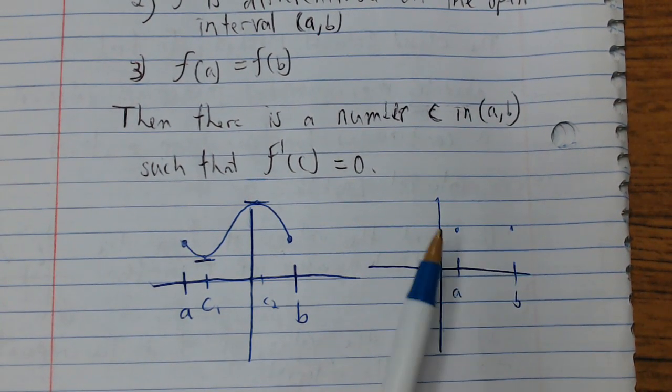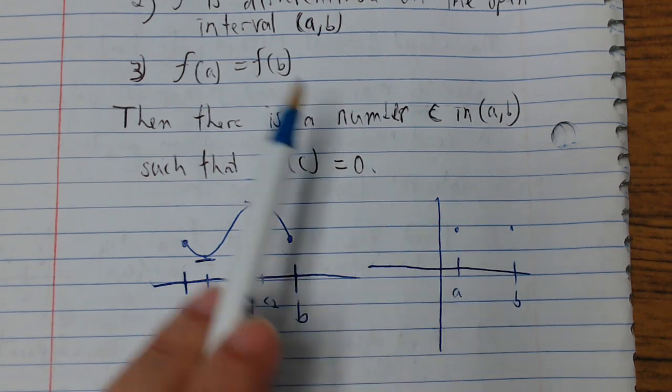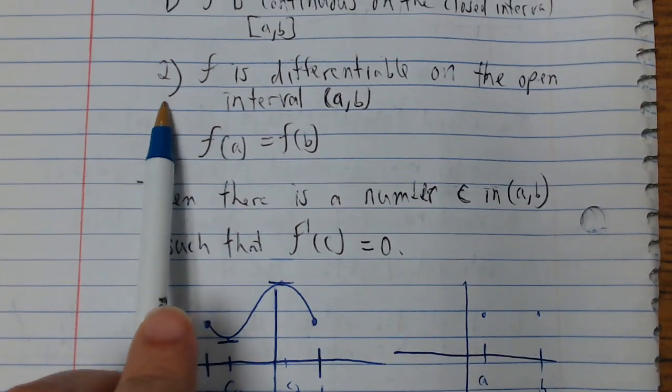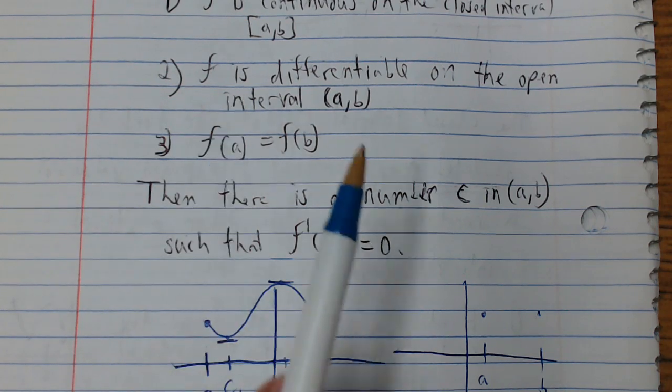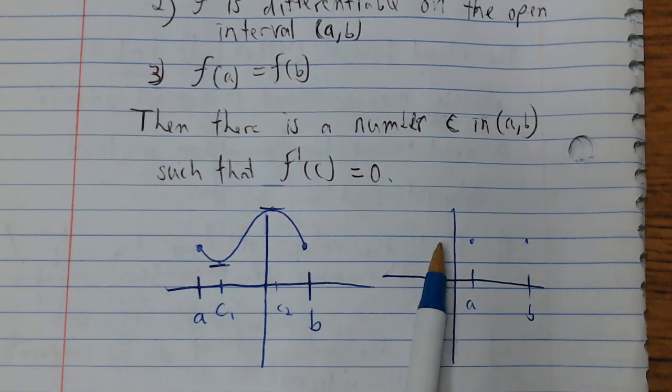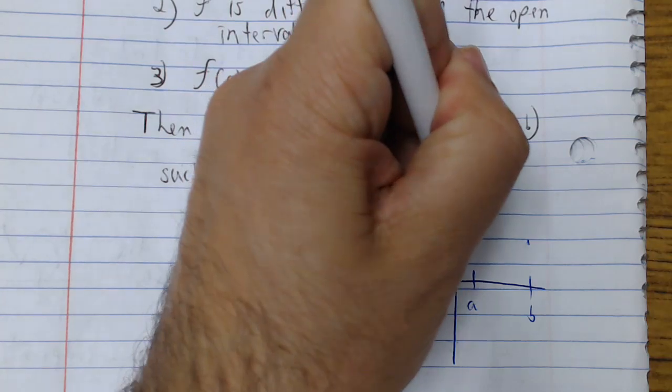Now, condition 1 says make sure it's continuous on the closed interval. And let's see what happens if condition 2 fails. Like, it's not differentiable on the open interval. So this guy, the derivative doesn't exist everywhere. So what if I draw something like this?